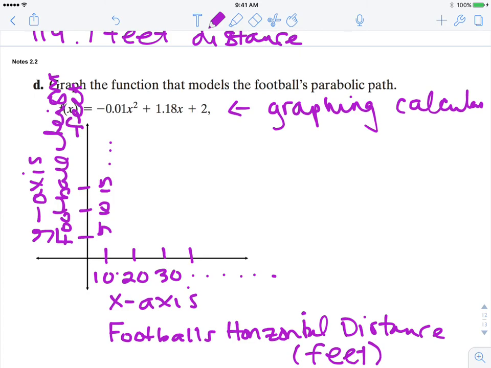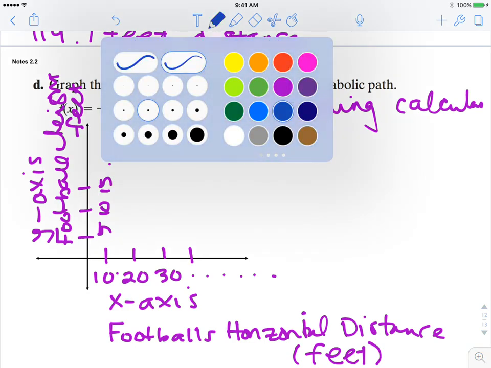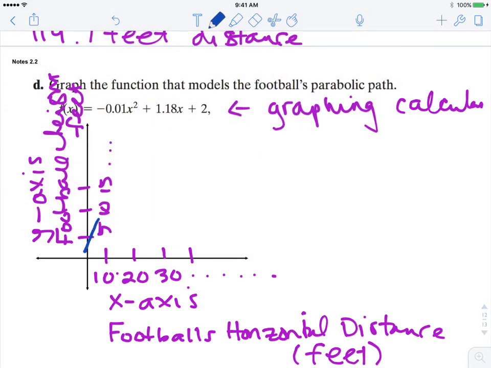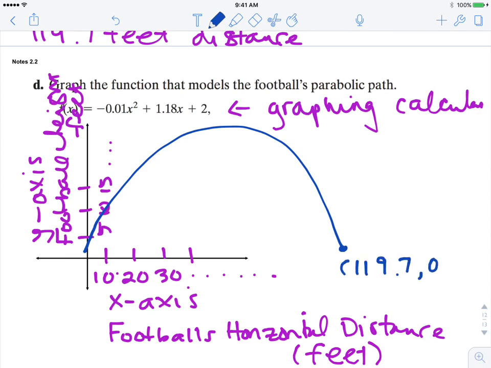Then we want you to identify some important points. So let's say we graphed it out. We want you to label the x-intercept. We want you to label the vertex. We want you to label that y-intercept when you graph your function.